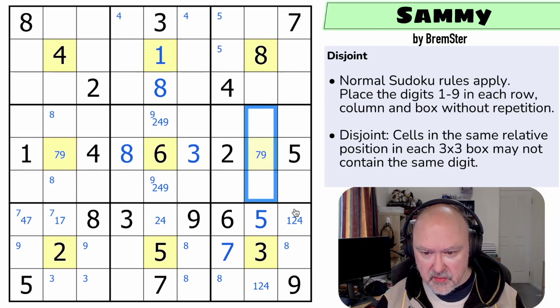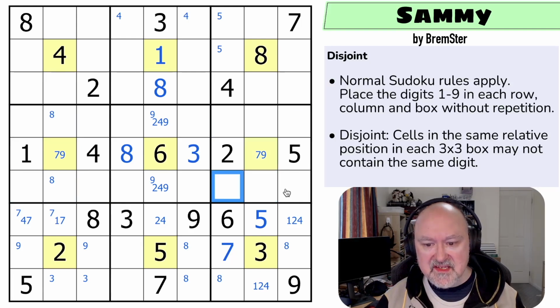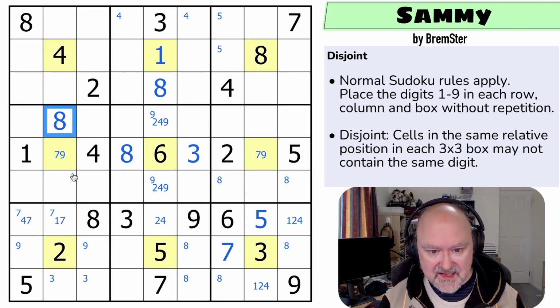8's not in those. 8 is not there because of that 8. 8 is not there. Yes, 8 is in one of those two because that 8 and that 8 are removing 8 from those two cells and that 8 is removing 8 from those. So 8 is in one of those two. So that's not the 8, that's the 8.